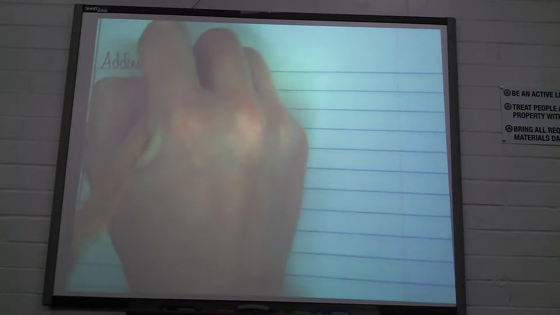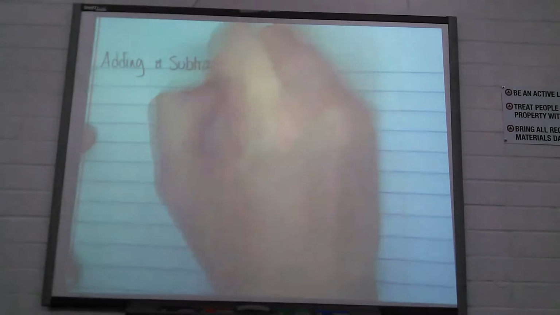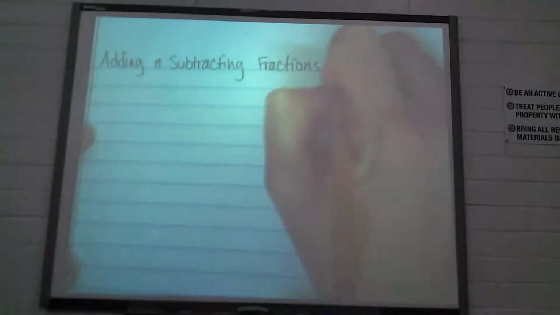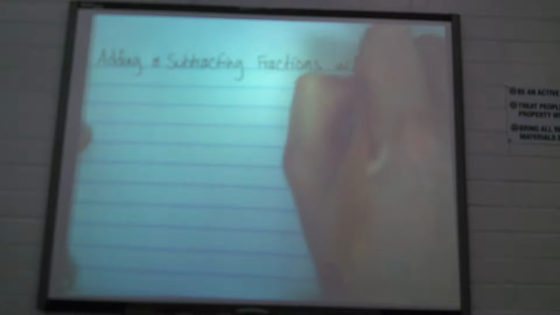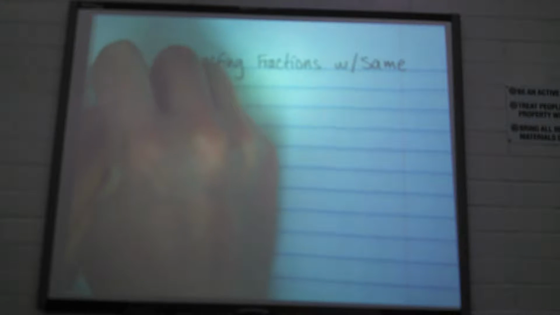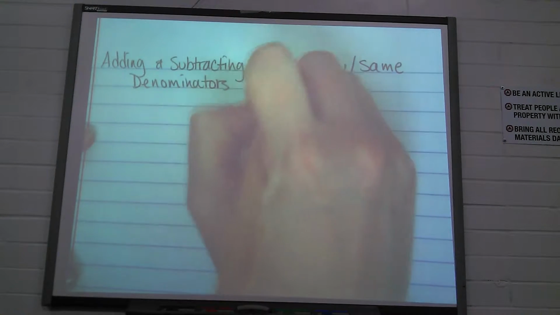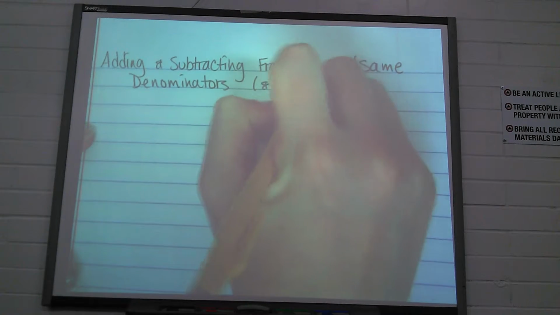Let's start the lesson for today's math class. And today's math class is going to be about adding and subtracting fractions with like denominators and simplifying. So, adding and subtracting fractions with same or like denominators, and of course, simplifying if we can.